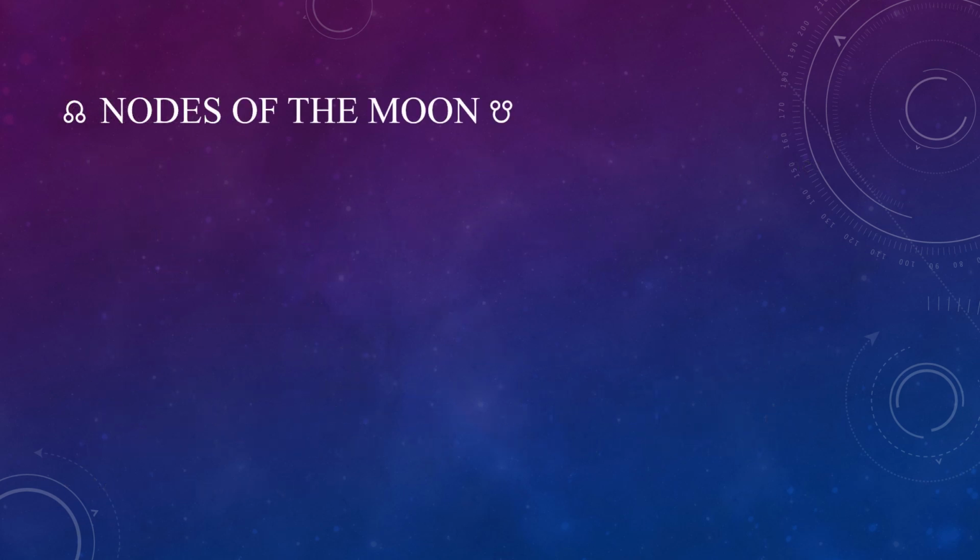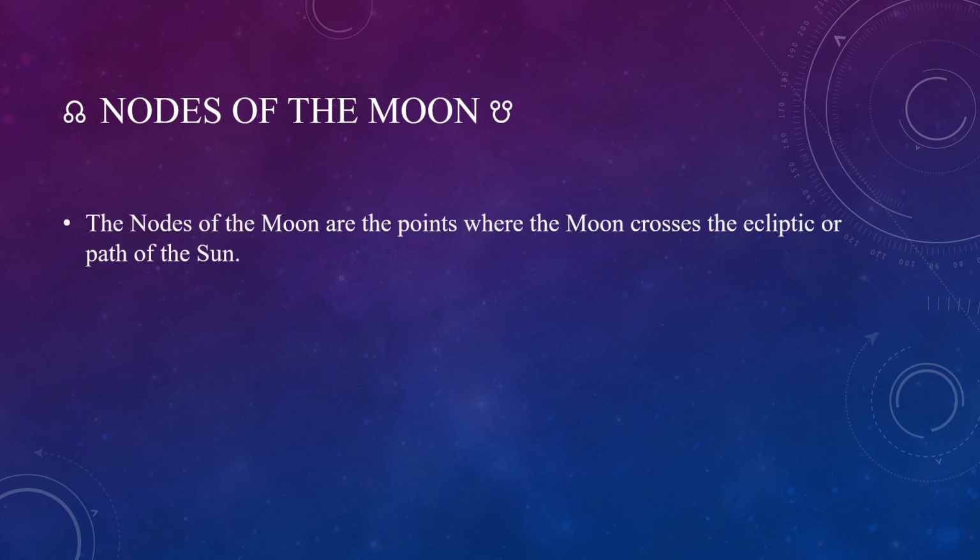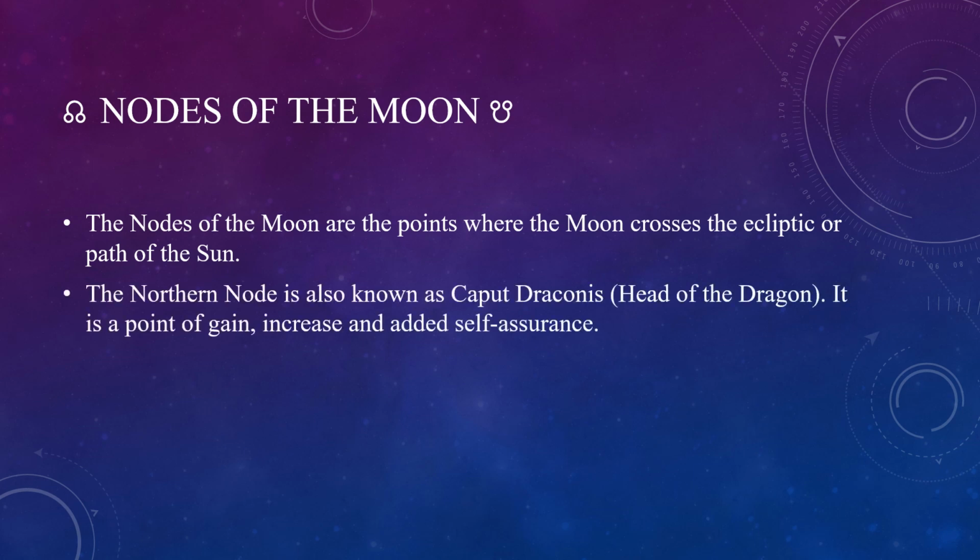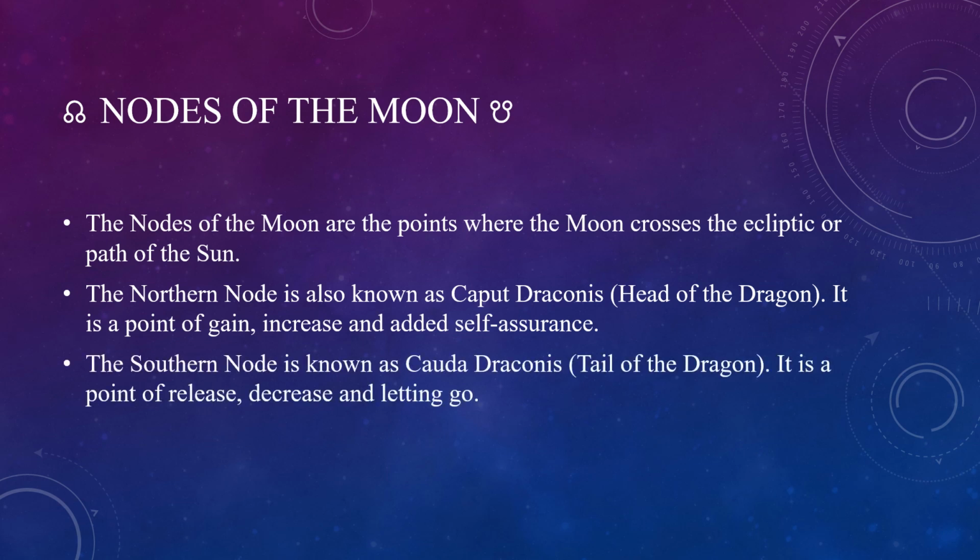While looking at the classical planets, we also need to look at the nodes of the moon. Now, the nodes of the moon are the points where the moon crosses the ecliptic, or the path of the sun. The northern node is also known as Caput Draconis, or head of the dragon, and it's a point of gain, increase, and added self-assurance. The southern node is known as Cauda Draconis, or the tail of the dragon, and it's a point of release, decrease, and letting go.